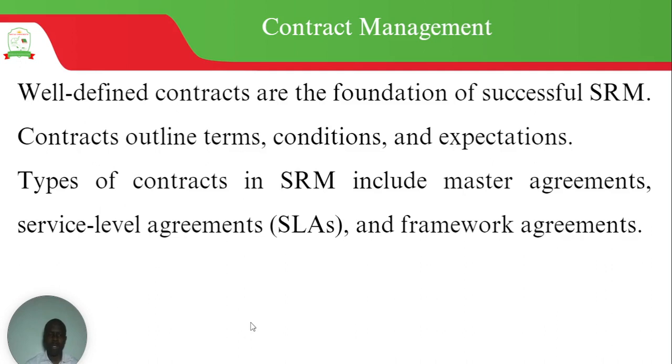Now, talking about contracts, the aspect of contract management is very, very important. We need to have well-defined contracts with suppliers. These will outline the terms, conditions, and expectations of what they need to do. We could come up with master agreements. We could also come up with what we call service level agreements if we are supposed to receive any services from suppliers. We could also come up with what we call framework agreements.